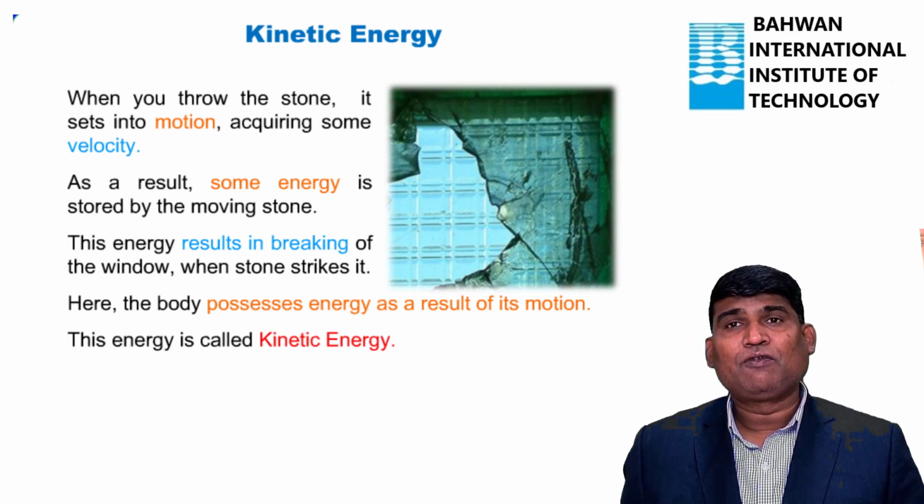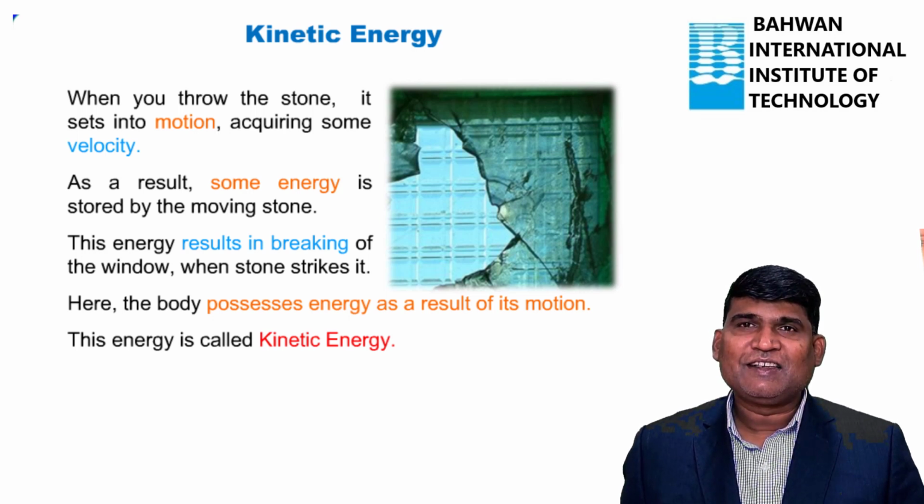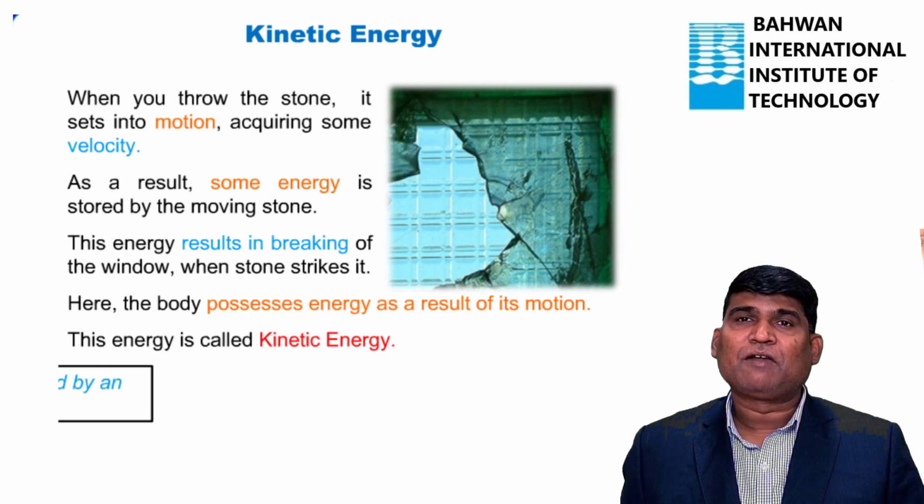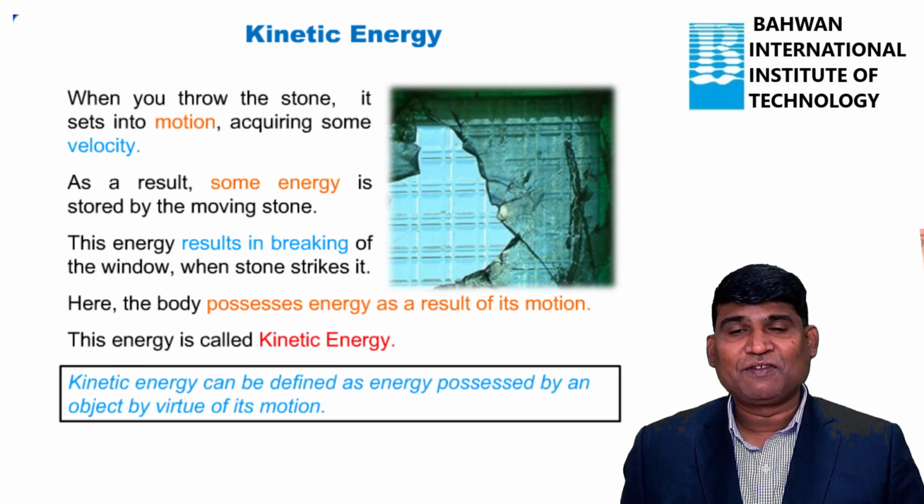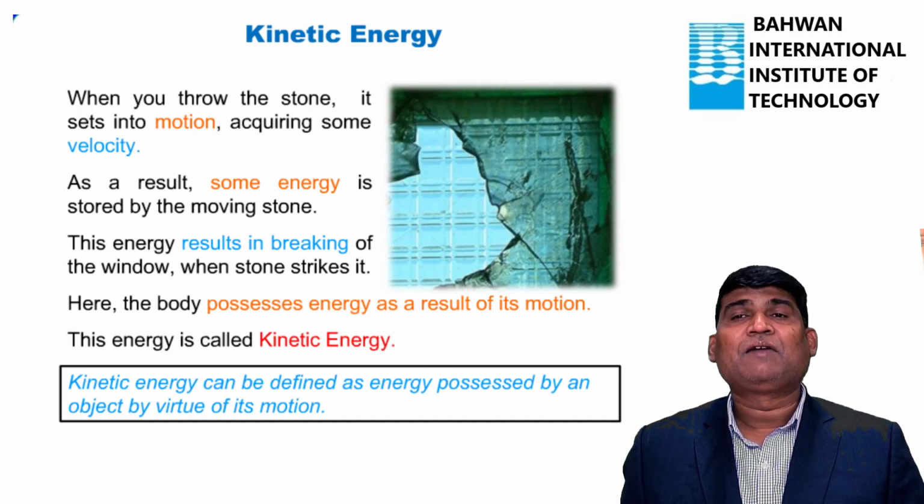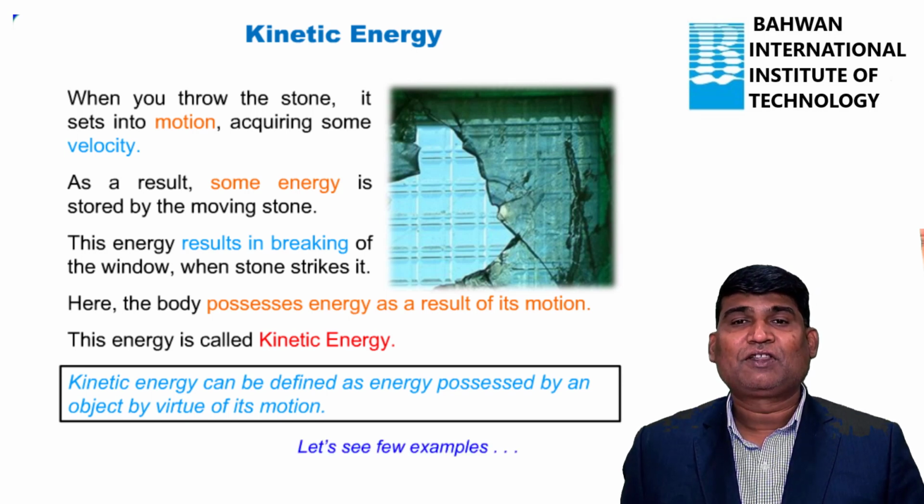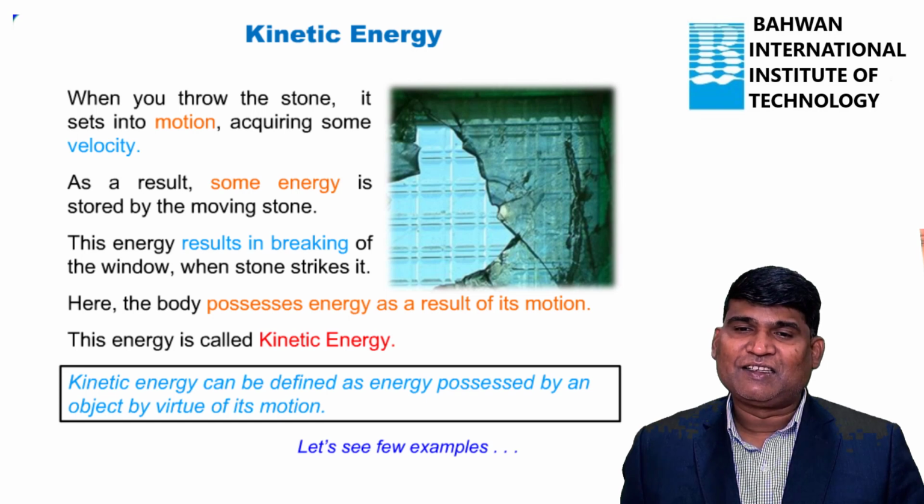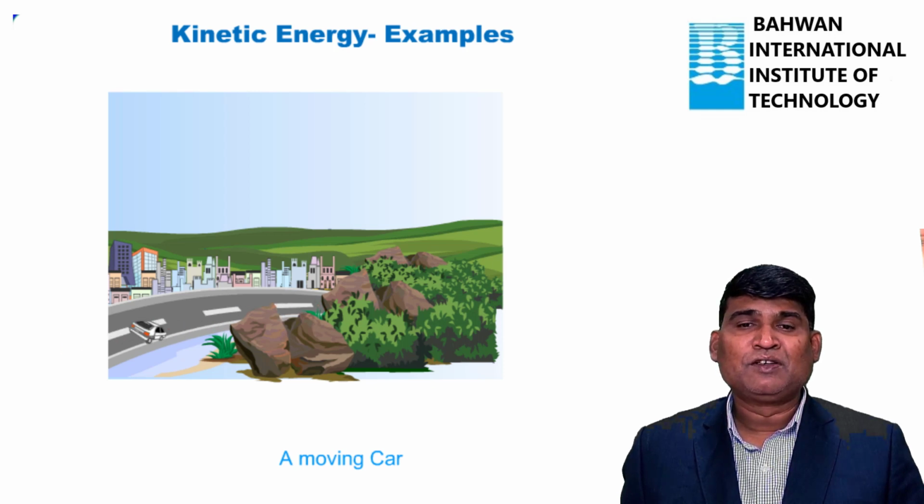If anybody asks how we will define kinetic energy, kinetic energy is the energy possessed by a body by virtue of its motion, right? What is the definition? Kinetic energy is the energy possessed by an object by virtue of its motion. Without motion, no body gets kinetic energy. Now we'll see what the examples of kinetic energy are in our day-to-day life. Here you have to see vehicles are moving on the road, right? All moving vehicles possess kinetic energy. As they are in motion, they possess kinetic energy. So we can say all moving vehicles have kinetic energy.